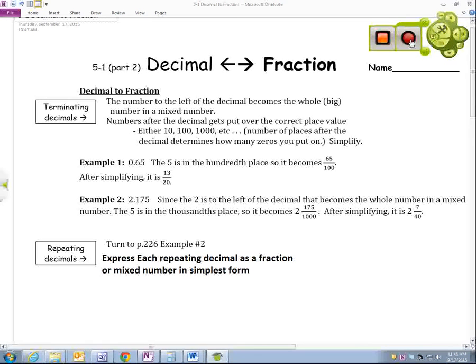So, a decimal to fraction. Follow along as I read. The number to the left of a decimal becomes the whole, the big number, next to a mixed number. When you're writing a mixed number, which means it has a whole number and then a fraction, the number is a little bit too high or a little bit too low, and you can't tell.